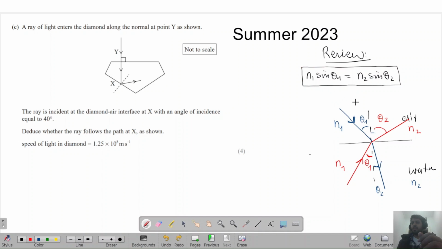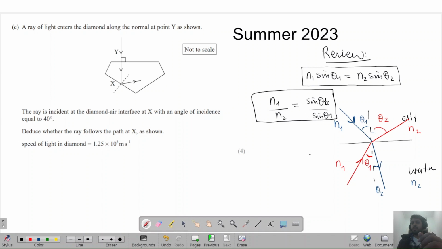Now we want to see how we can find the other equations from Snell's law. So first of all, if you are given the angle of incidence and angle of refraction, and you want to find the refractive indices of the medium, you can simply rearrange this equation. The equation will be n1 over n2 equals sine of theta 2 divided by sine of theta 1. So this is the equation.